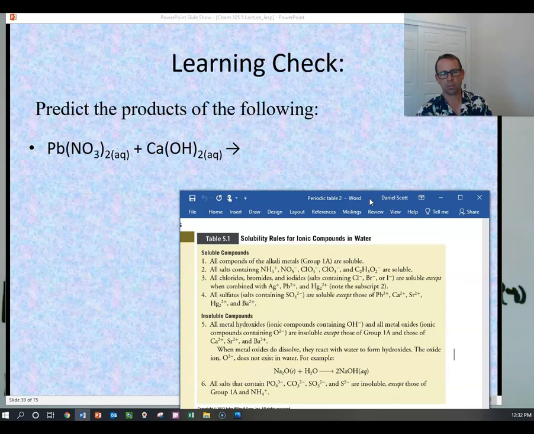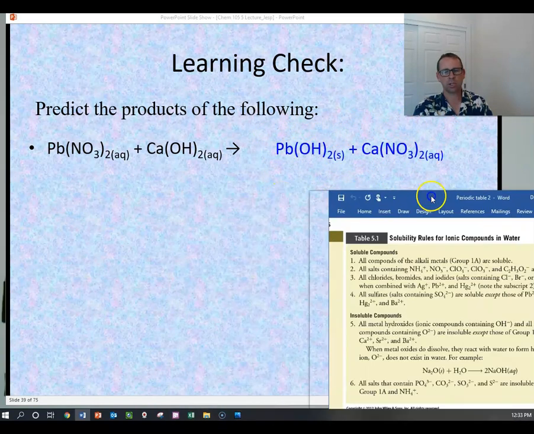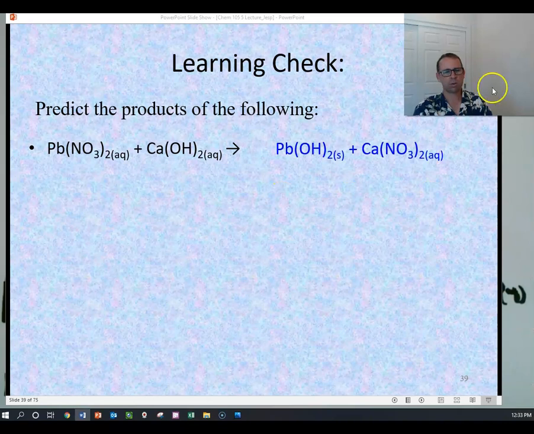All right, so what about the other one? Is the other one going to be a precipitate? Oh, yes, it is. Number 5. All right, very good. Number 5 said that hydroxides are precipitates with a few exceptions, but lead is not one of them. So we see our products, and remember that you need 2 hydroxides for every lead 2. This is lead 2, we could tell because we had 2 nitrates, and 2 nitrates for every calcium. So there are our products, and lead hydroxide is a solid, showing us that this is a precipitation reaction.